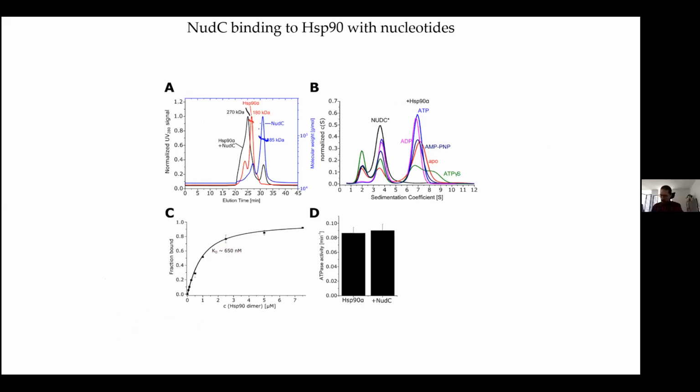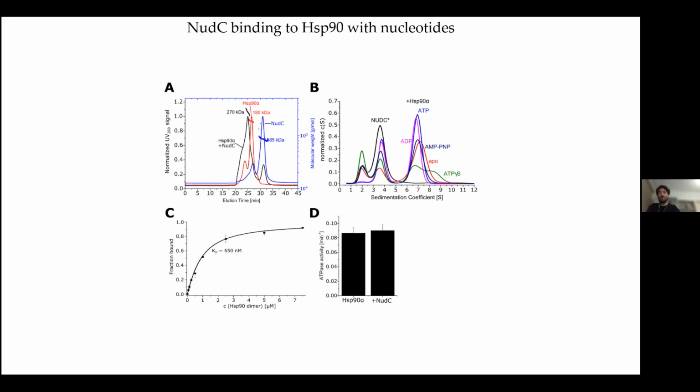So I guess one other question is about the Nazi CTD and Hsp90 interaction. Is it robust enough that you're distinguishing the weak interaction with the middle domain and CTD versus conformational changes?